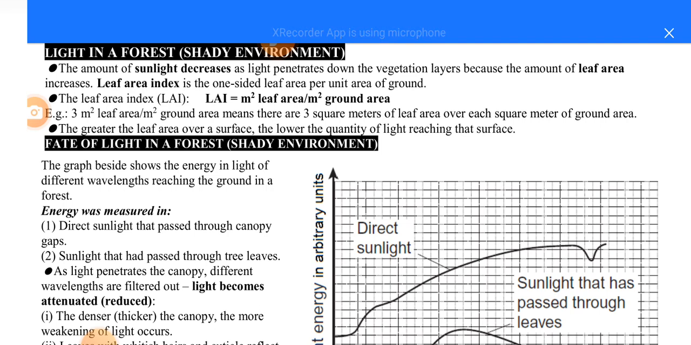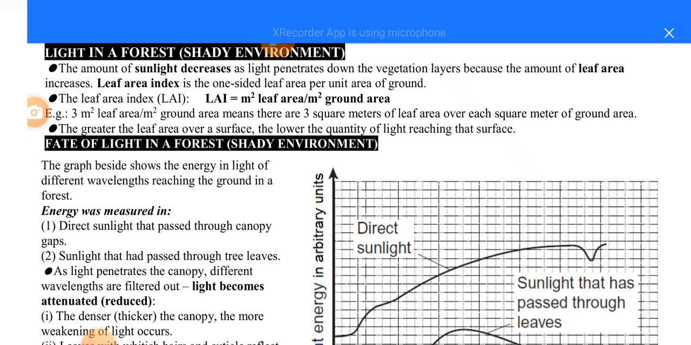Leaf area index is the one-sided leaf area per unit area of ground. Take note that a leaf has two surfaces, the lower surface and the upper surface. When it comes to leaf area index, we are saying this is the one-sided leaf area per unit area of ground. That side which has covered the area is what we are talking about.